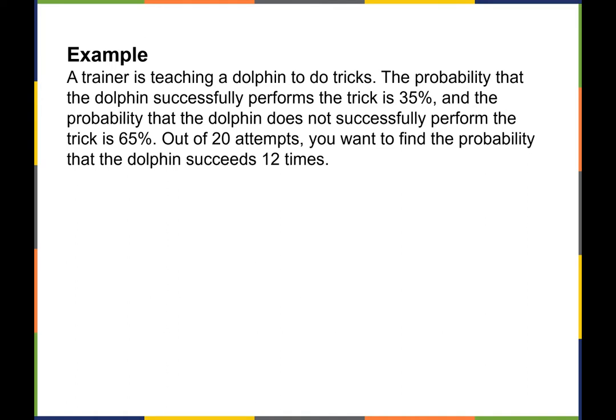All right, so let's just do an example, making sure we understand the setup here. So a trainer is teaching a dolphin to do tricks. The probability that the dolphin successfully performs a trick is 35%. And the probability the dolphin does not perform the trick is 65%. Out of 20 attempts, we want to find the probability that the dolphin succeeds 12 times.